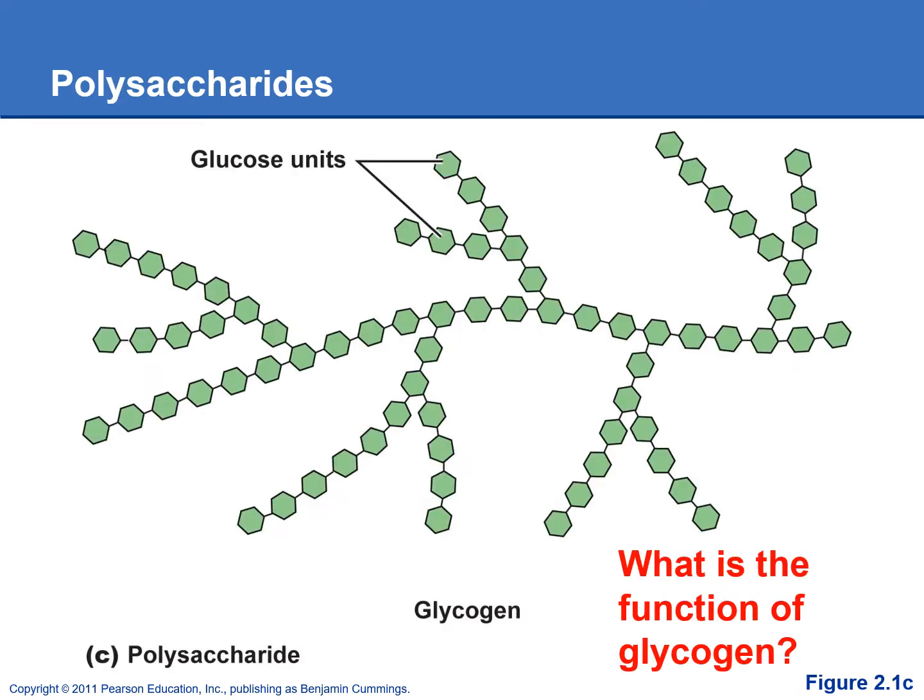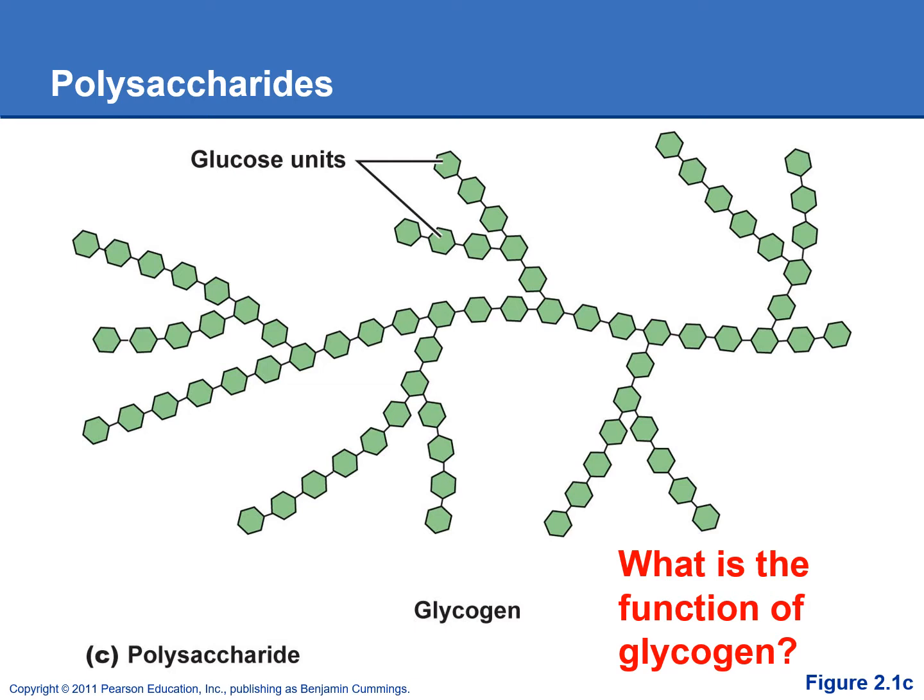And then here's a polysaccharide. So this is glycogen. And notice that we've got lots of glucoses all joined together by these covalent bonds. And so this would be a polysaccharide. So glycogen is a very large molecule.